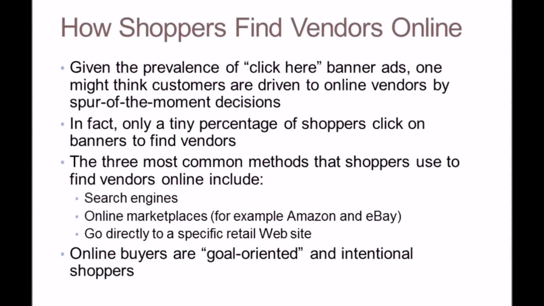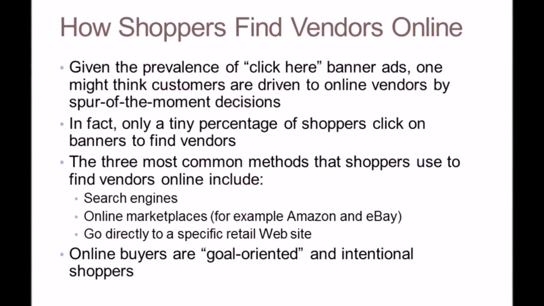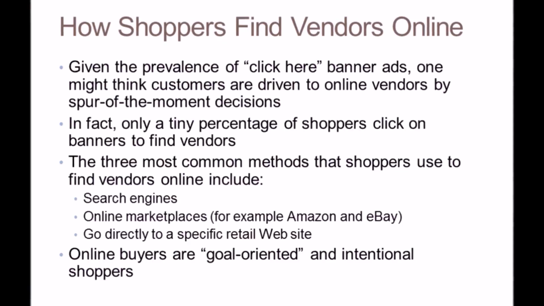search engines, online marketplaces, for example Amazon and eBay, or they go directly to a specific retail website if they have already bought some products online from it, because of the trust factor. Online buyers are mostly goal-oriented and intentional shoppers. They look for a particular product online. Alright?